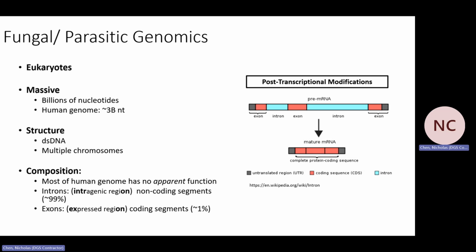These genomes are arranged into multiple chromosomes of double-stranded DNA and have significant regions that serve no apparent function. These regions, referred to as intragenic regions or introns, are spliced out as a part of the post-transcriptional modifications and thus are never translated into proteins.